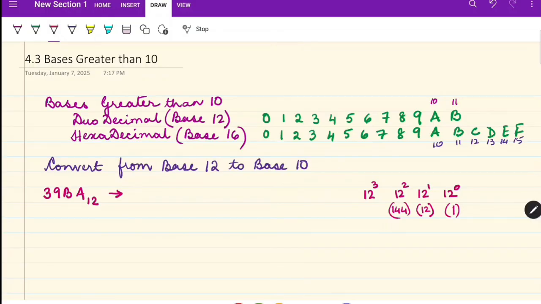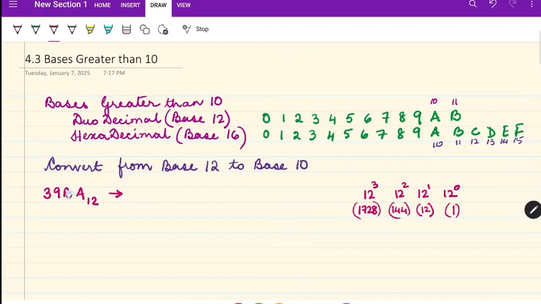So 12 times 12 times 12 would be 1728. These are the place values. The rightmost digit has a value 1, then to the left it's 12, left to that is 144, and then 1728. So if we were to convert this value in duodecimal, 39BA, let's work on the process.